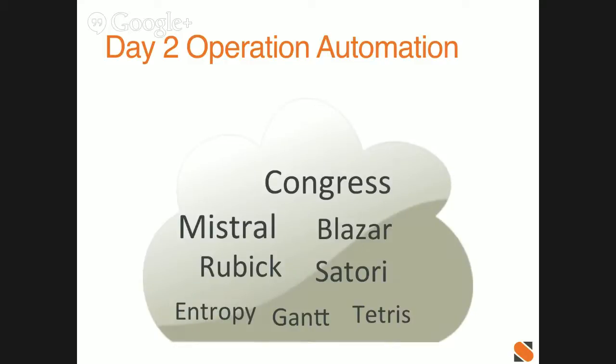Day 2 operation automation. This is maintaining and managing the cloud and workloads, keeping it all running. This is a broad area, responding to all the hardware failures, application performance degradations, troubleshooting, reactive and proactive maintenance, all the other often boring, often mundane tasks that we really want to automate, to spend the time on the creative work. This is a wide area, but the projects here are only emerging now, and most of them are very young. Some of these projects, like Rubick, Blazar, Satori, are solving specific narrow use cases, and other Mistral Congress are more general-purpose automation tools. Let's look at them one by one.